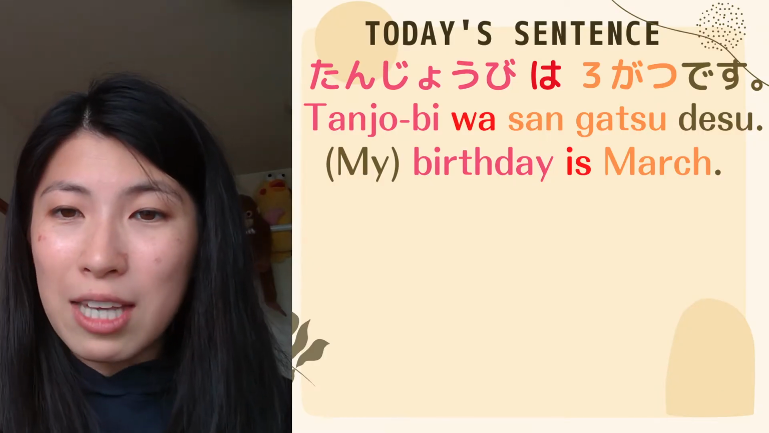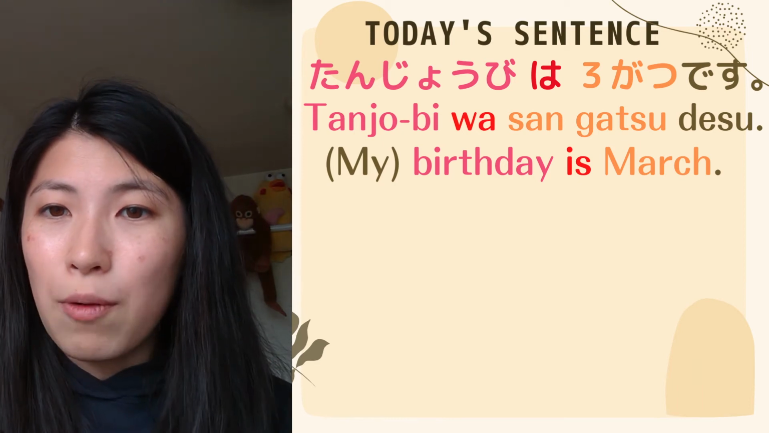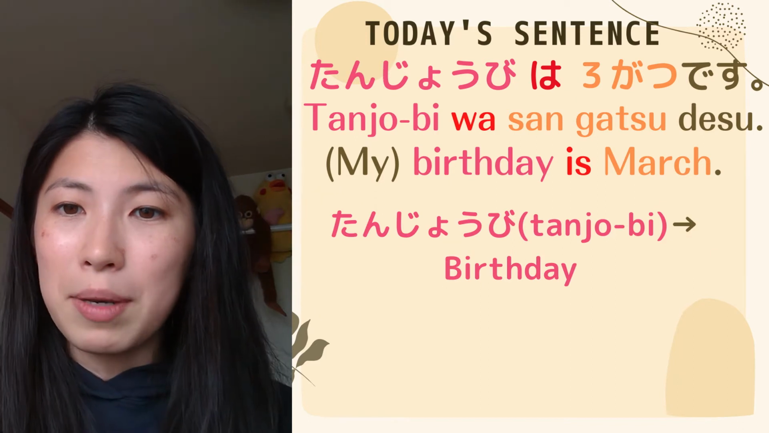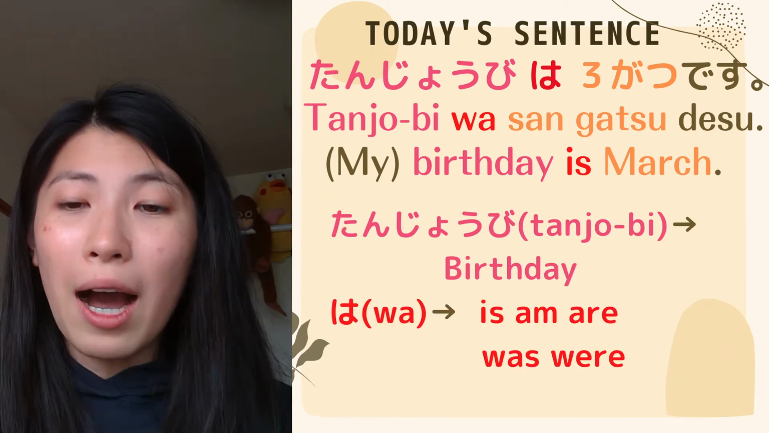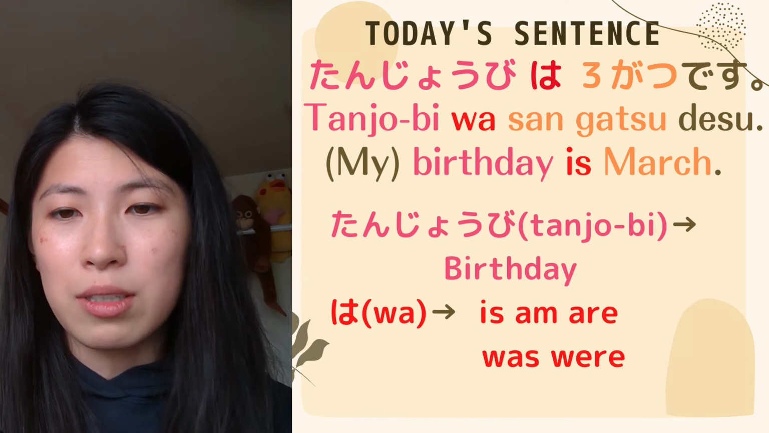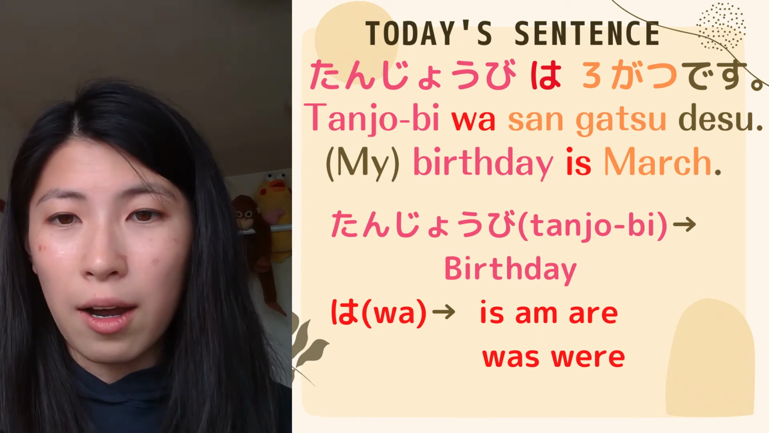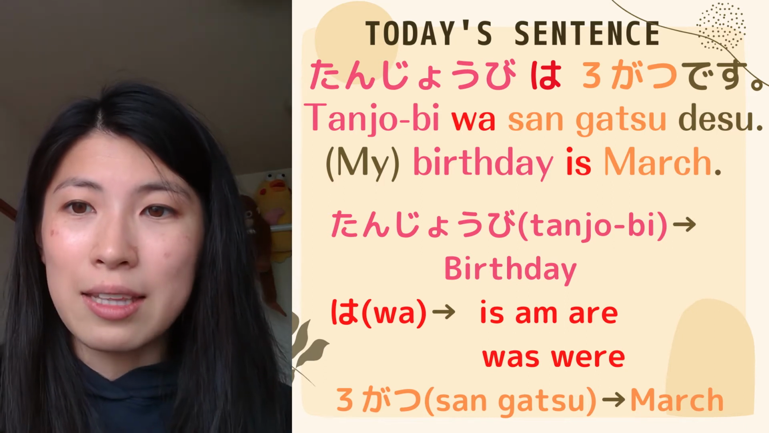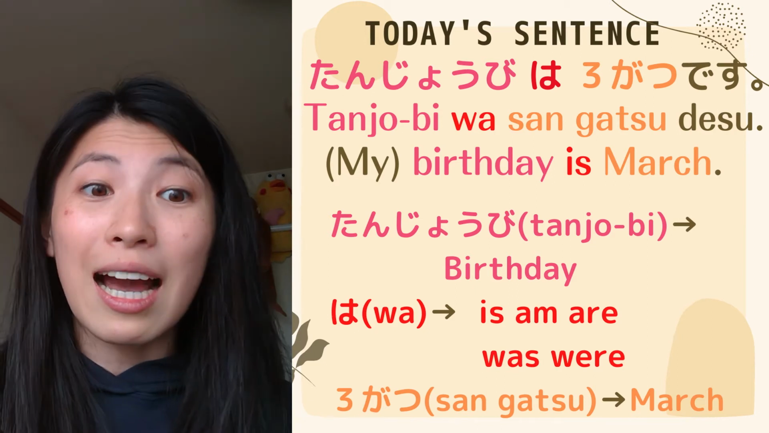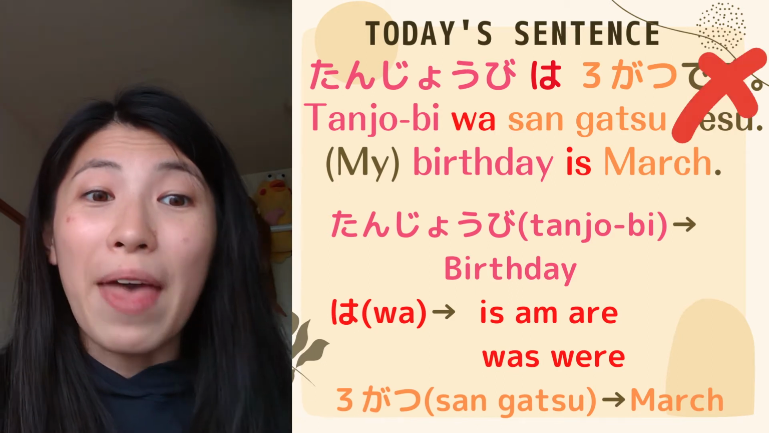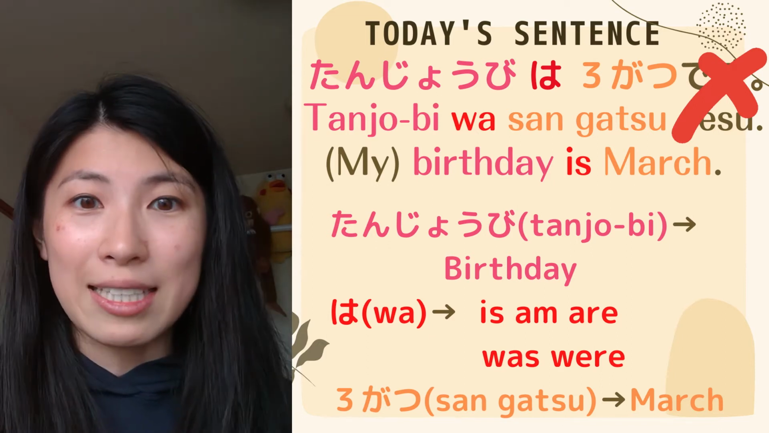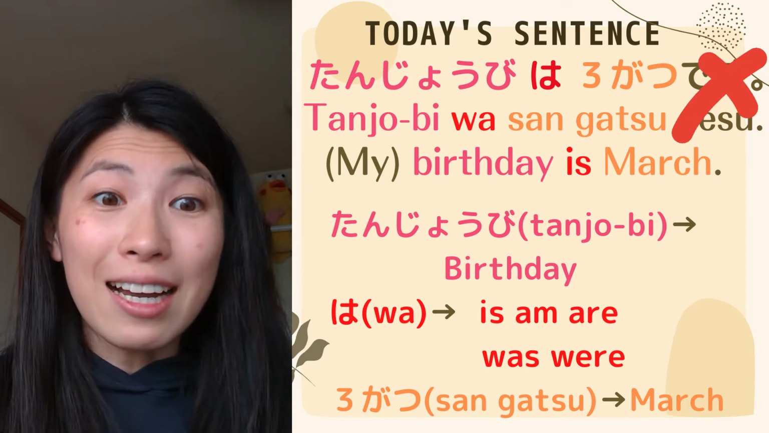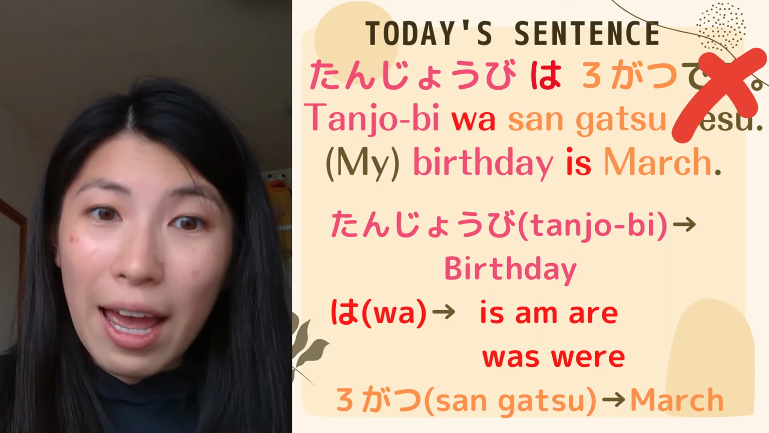Today's sentence, let me read it again. 誕生日は3月です。誕生日 means birthday. は is a particle. In English, it's like is, are, was, were. And 3月 means March. If you want to make this sentence casual, informal, you can take off the です, because です indicates politeness in Japanese. So you can also say 誕生日は3月 when you talk to your friend.